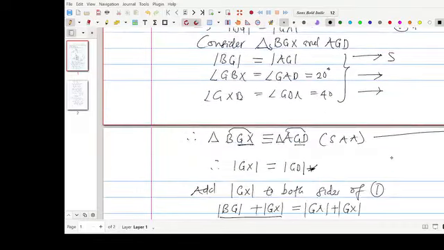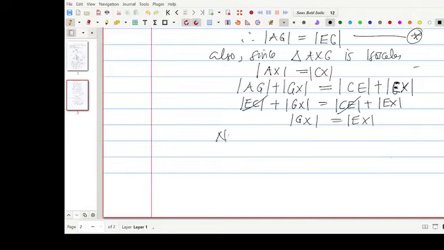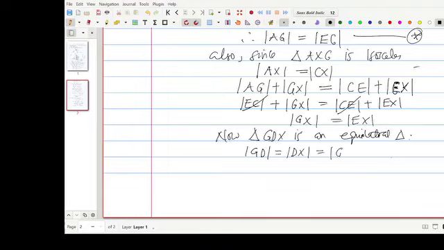So in that case, I can come here and say, now, triangle GDX is an equilateral triangle, right? So in that case, length GD is equal to length DX, and that equals length GX. All right, I can make this statement. Now in this line, we've already shown that length GX is equal to EX.